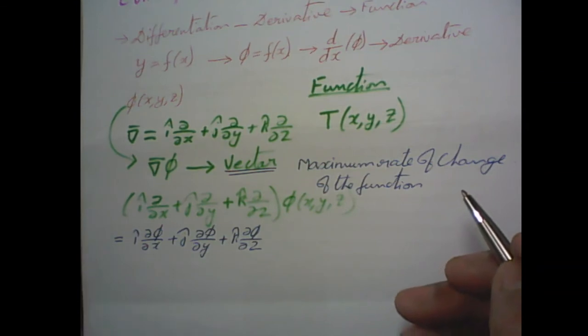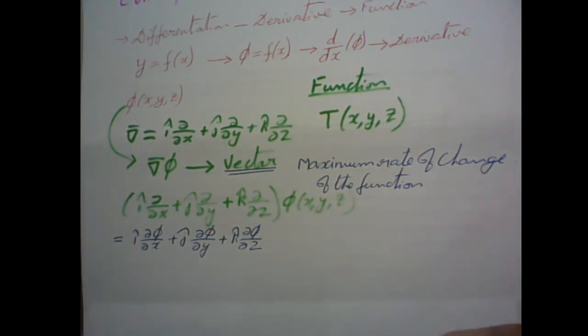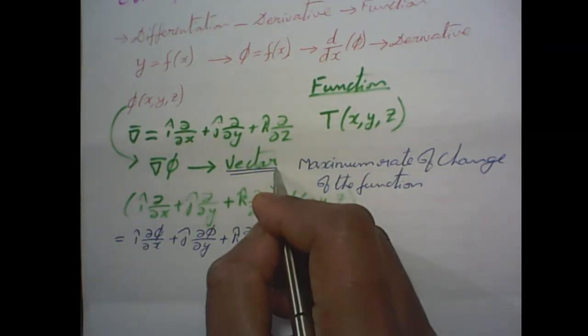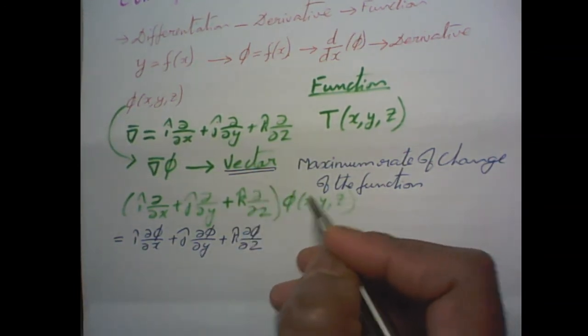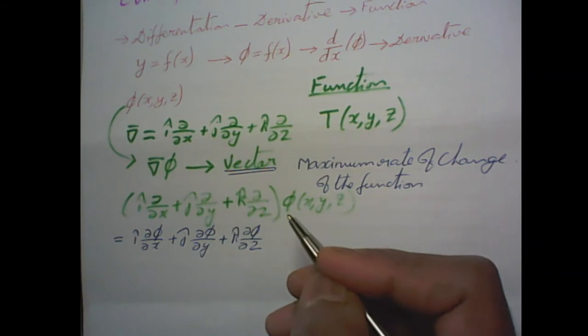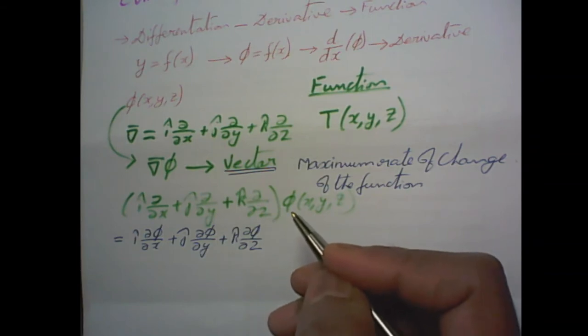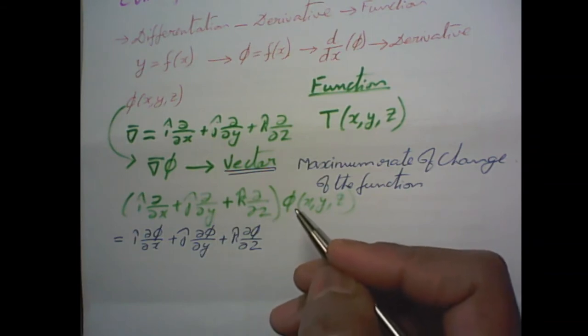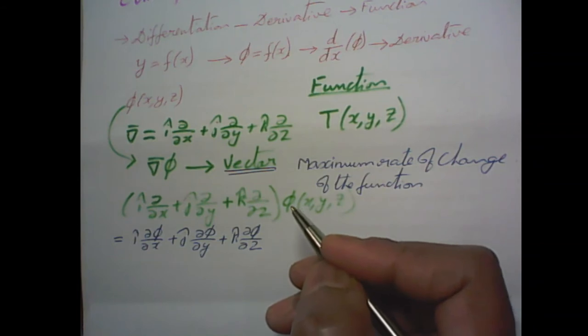It gives you the maximum rate of change of the function, and because it is a vector, it will have a direction. What is the direction of this gradient? The direction of the gradient is the direction in which the function changes the maximum, or the direction along which if we move there will be maximum change of the function.